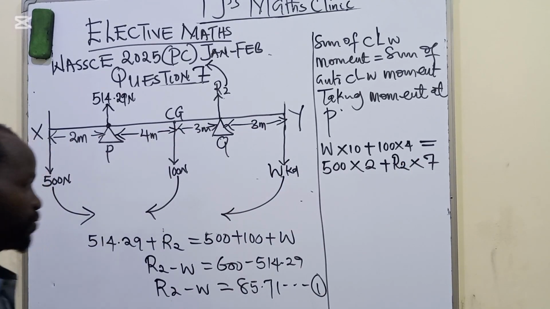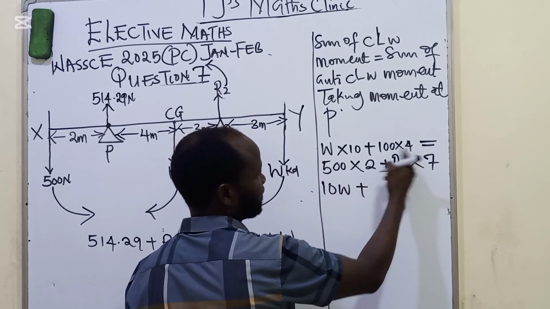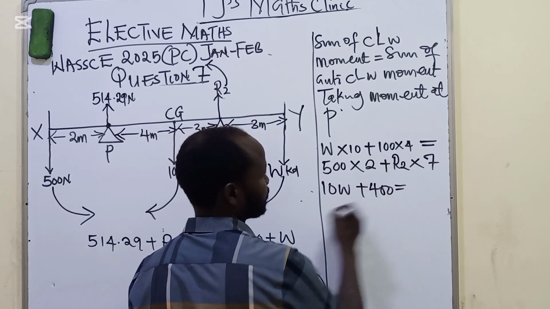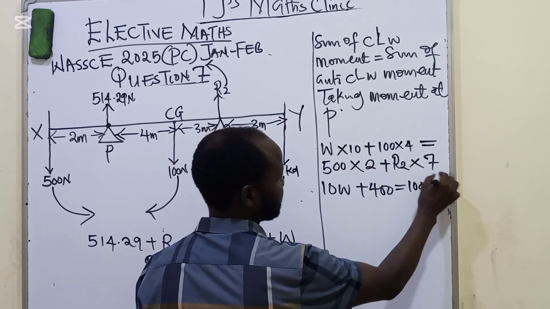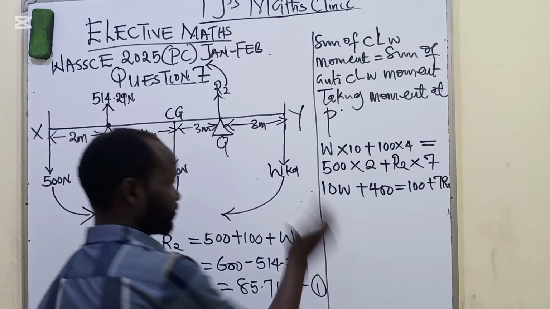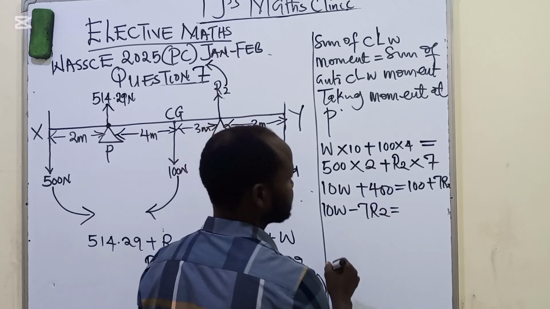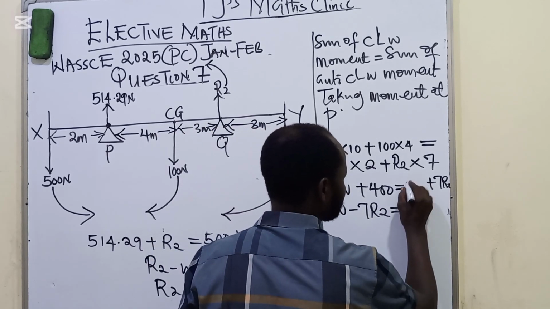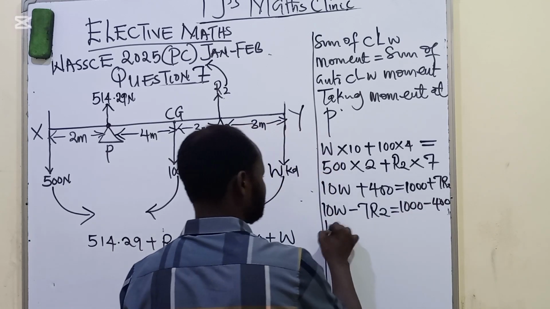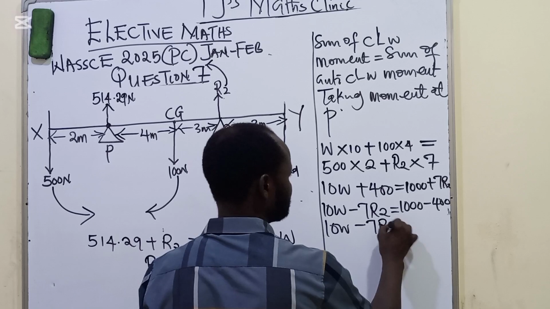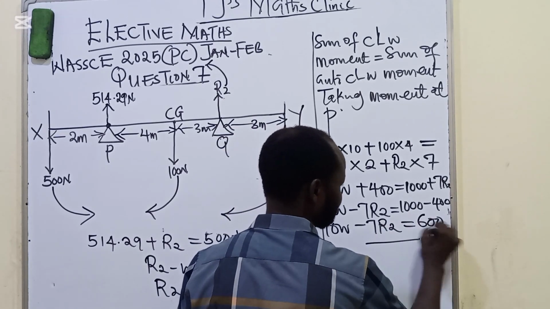So, of course, this will lead to equation 2. Let's multiply 10 times W. 10W plus 4 times 100, that will be 40, will be equal to 5 times 500 times 2, that will be 1000, plus 7R2. Let's rearrange. This will be 10W minus 7R2 will be equal to 1000 minus 400, of course, will be 600. This will now be our equation 2.